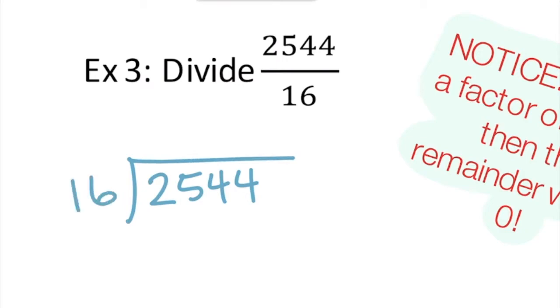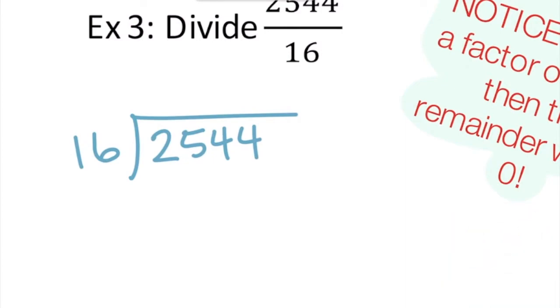Now remember the procedure for this. We're going to ask ourselves, how many times does 16 go into 25? And we say it goes in once. Then we're going to multiply 1 by 16 and write down our product, and then subtract. So then we do 25 minus 16, so we're going to have to borrow, and 15 minus 6 is 9. Then we bring down the next digit.